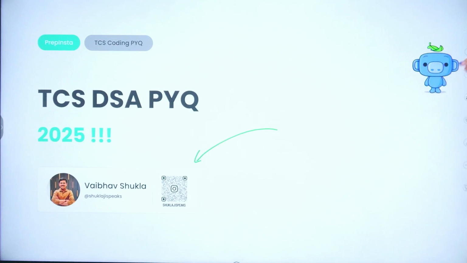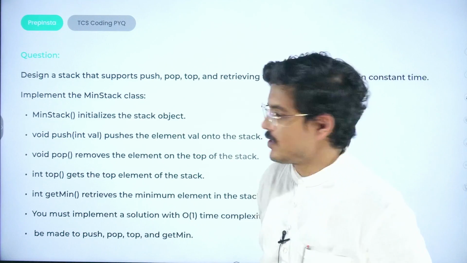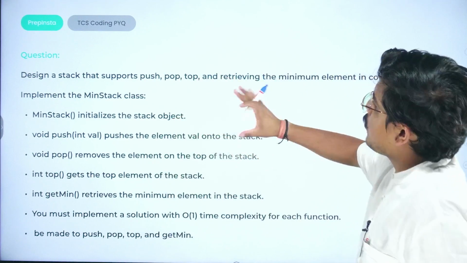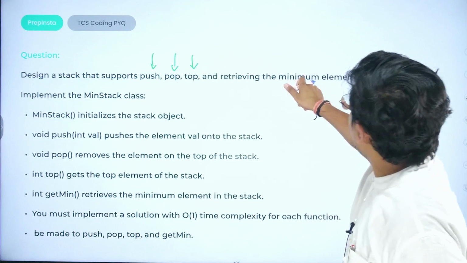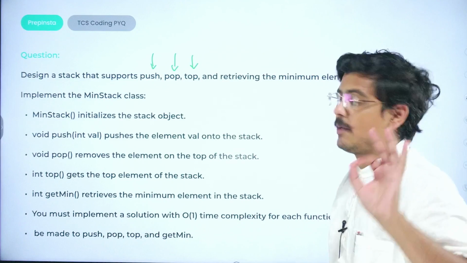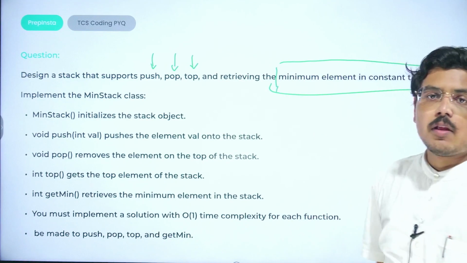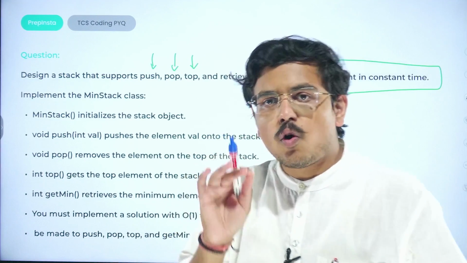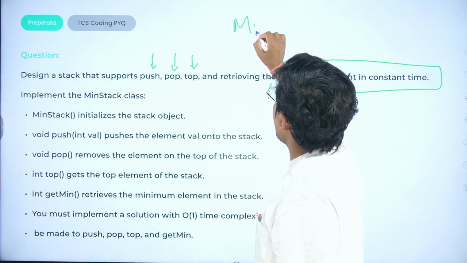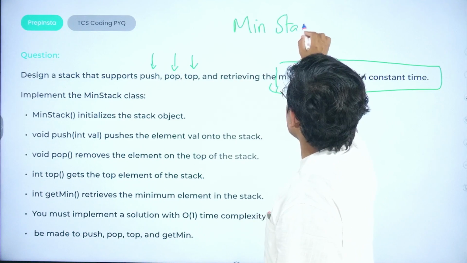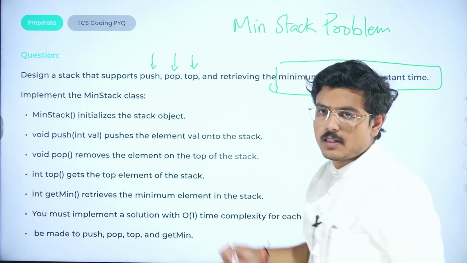Fine. Now let's get into the details of this question. Design a stack that supports push, the normal operation, pop, top, and retrieving the minimum element in constant time. This is the main problem. You have to retrieve the minimum element in constant time, and this is called the min stack problem. It is a very famous problem.